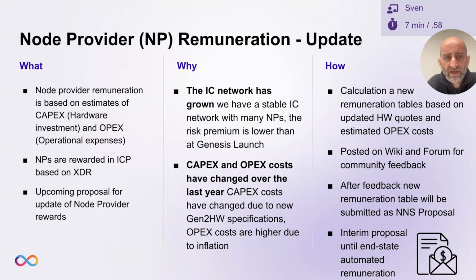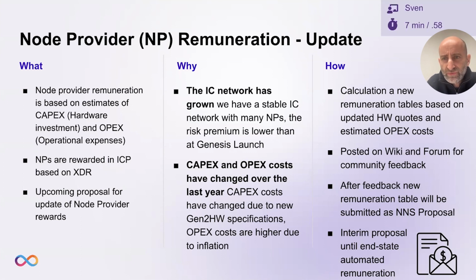So if you go to the next slide, the first topic is remuneration. As it currently works, and that's not going to change, the remuneration to node providers is done based on estimates of the CapEx expenditure, so basically the hardware cost, and the OpEx expenditure, which is all the manual work, as well as, for example, network connections that node providers need to pay in order to run their nodes. That process is still the same, so to put it on a high level, that's guided by the Network Nervous System for most of the rewards.